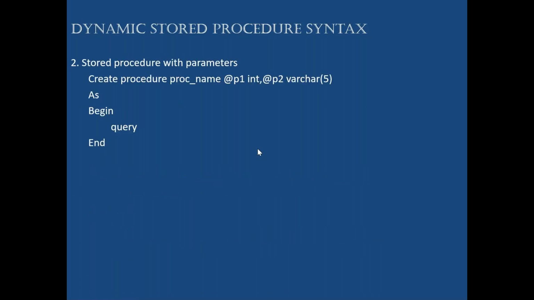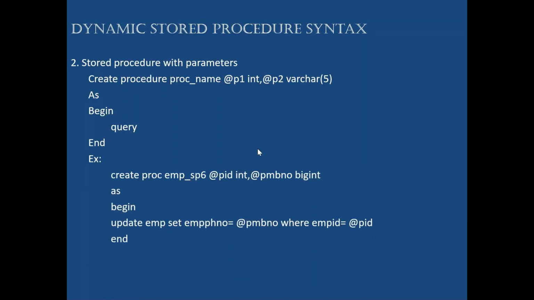Next, dynamic stored procedure syntax. So here you can see I am passing the ID and the mobile number. So I am updating the employee table. I am setting the employee phone number to the dynamic parameter, whatever phone number is sent, that phone number I am updating against the ID column. So which employee record, which employee phone number you want to change, that phone number against that employee. So the update statement also we are able to execute using the stored procedure.